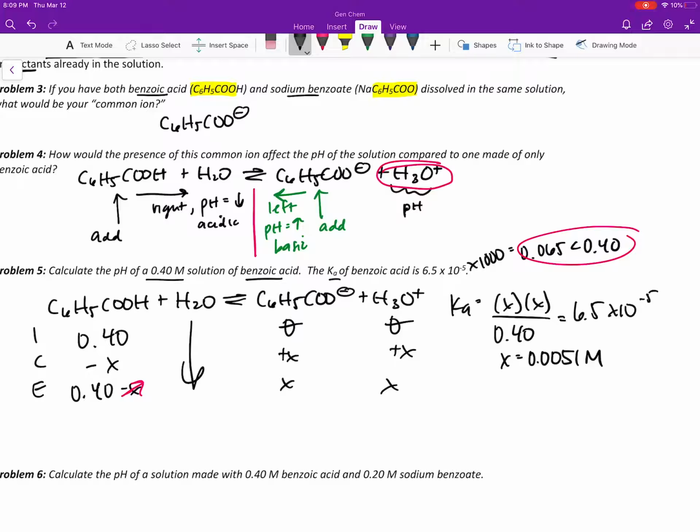Now the question asked me for the pH, so I'm going to go ahead and plug that into the negative log of, because the x is equal to the hydronium concentration, so I don't have to do any other calculations, and I get a pH of 2.9. I don't have to convert to hydroxide or pOH or anything else like that.